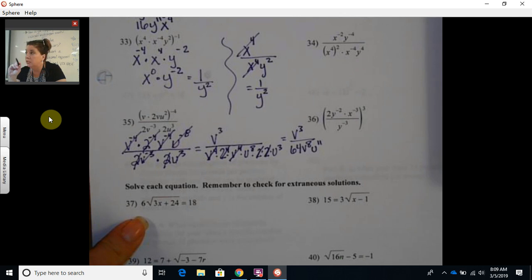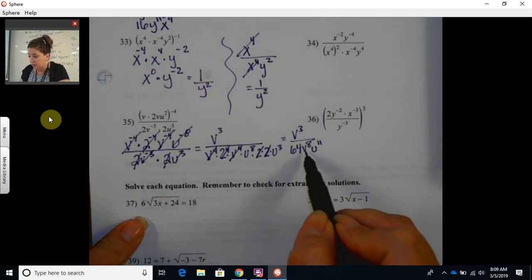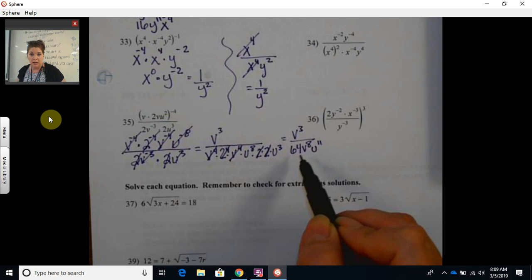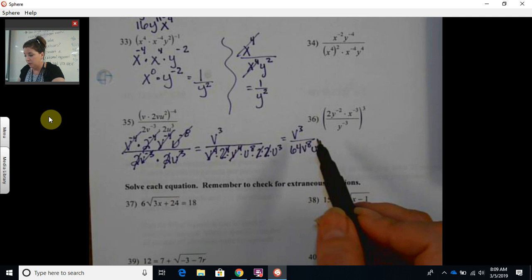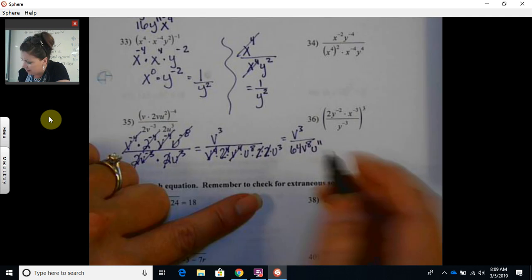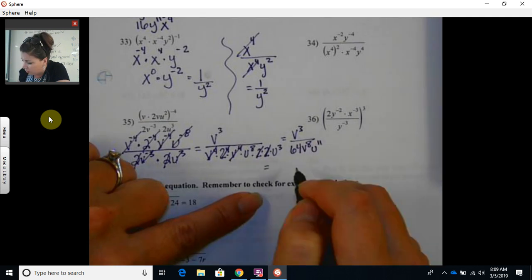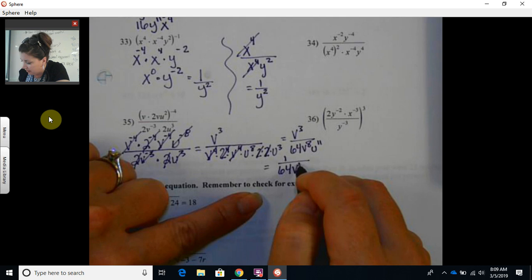So your v's will end up in the denominator, or this is how I do it. I say, okay, I've got 3 v's in the top, 8 in the bottom. Where do I have more v's? In the bottom, so I know they're going to end up in the bottom. How many more do I have in the bottom than the top? 5. So that's what I do in my head. Okay, but technically you're keeping the base, subtracting the exponents. 3 minus 8 is negative 5. Means it's going to go in the bottom. So what's left for the top? 1. Just a 1 over 64 v to the 5th u to the 11th.